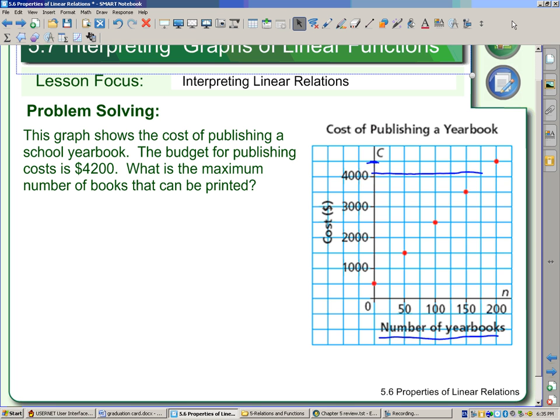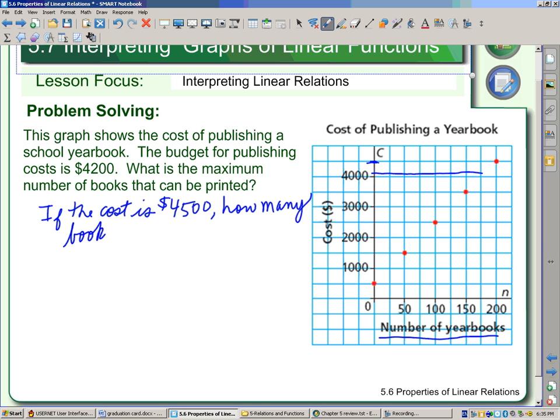So if the cost is 4,500, how many books do we have ordered? Okay, so let's go for the easier question first. So we need to find the cost of 4,500. So I'm looking here at 3,000, and then I have 4,000. Halfway between is 3,500. So each block, each part of my grid paper on the vertical, is going to be 500. So that means at this point, I have 4,500.